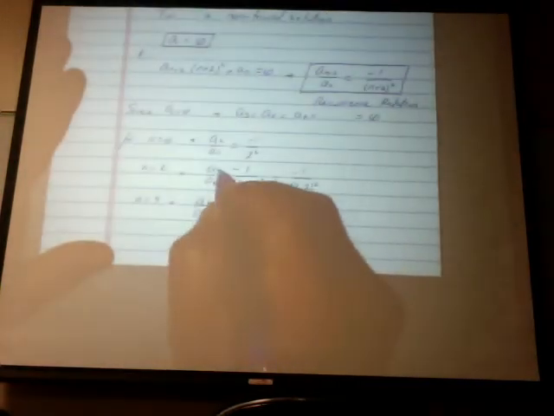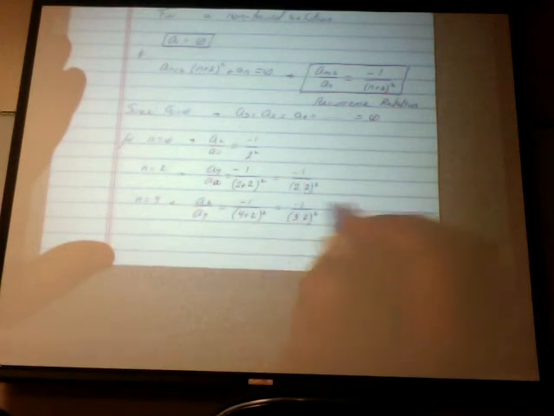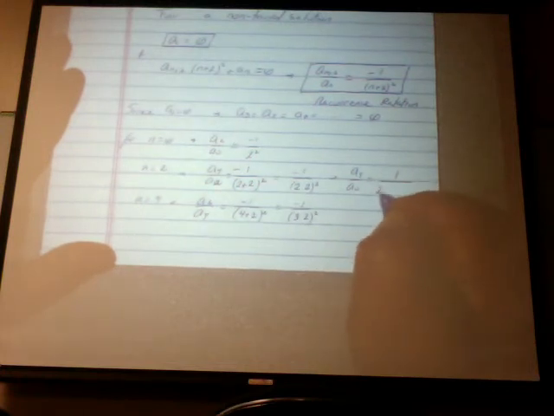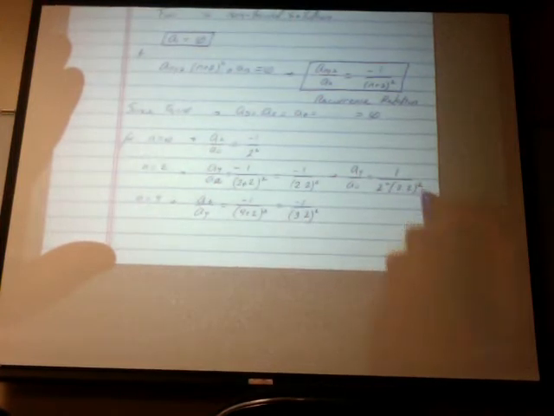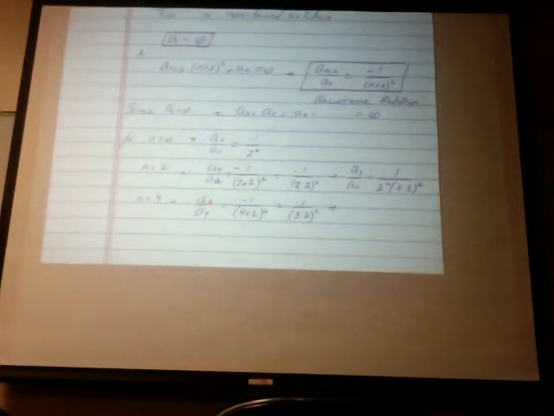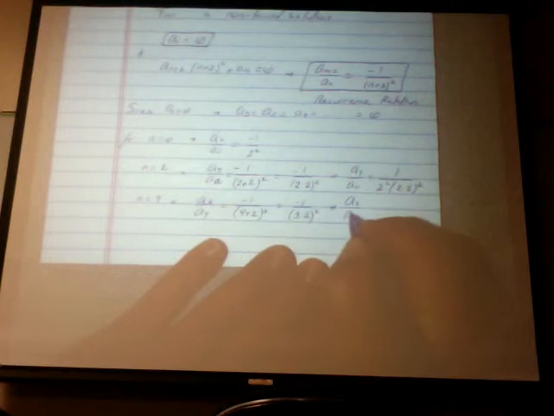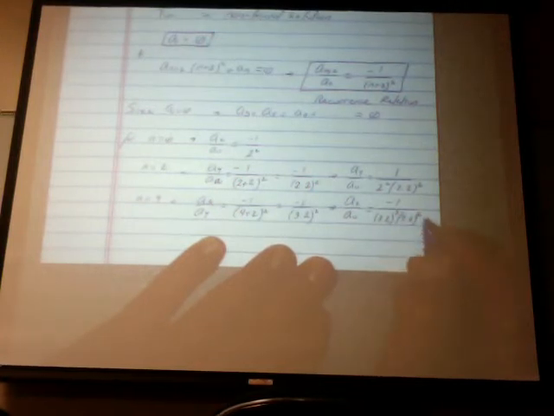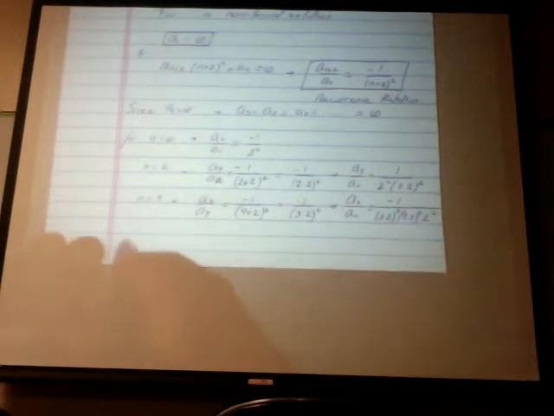And by the way, since a4 over a2 is minus 1 over 2 times 2 squared, then you can say that a4 over a0 is equal to 1 over 2 squared divided by 2 times 2 squared. And because a6 over a4 is minus 1 over 3 times 2 squared, then you can say a6 over a0 is equal to minus 1 divided by 3 times 2 squared, 2 times 2 squared, 2 squared, and so on and so forth.